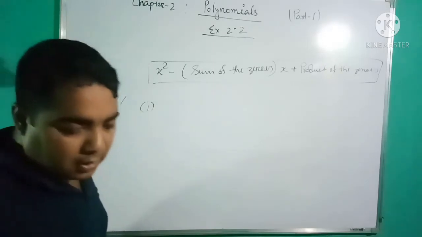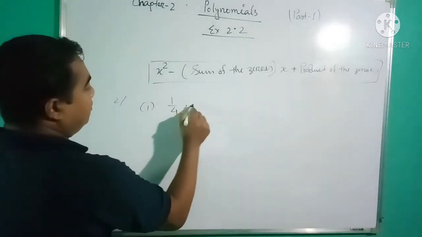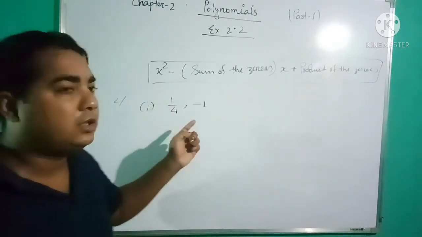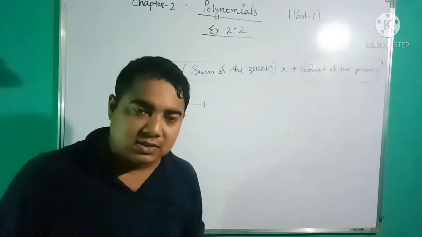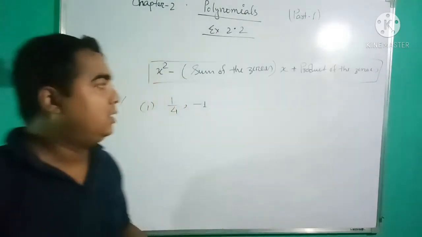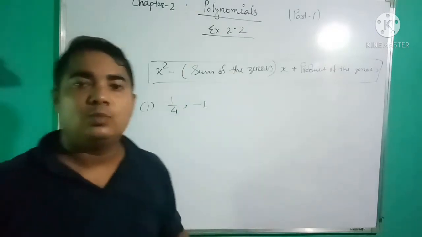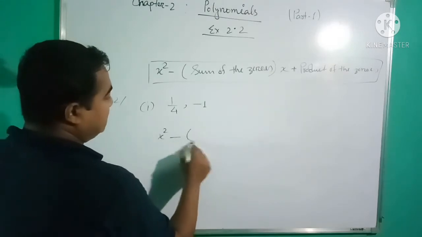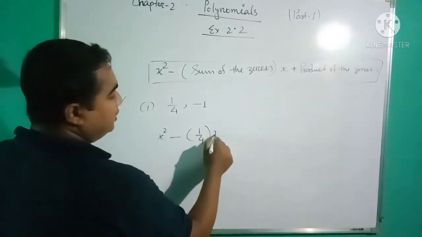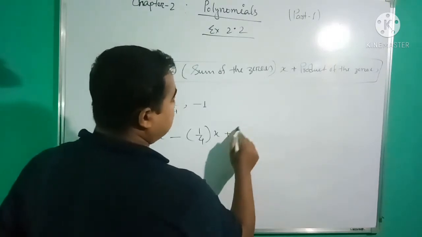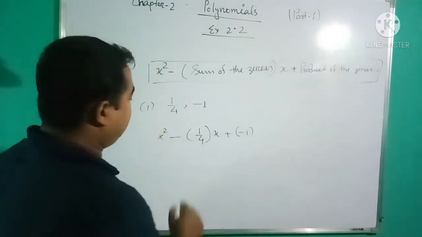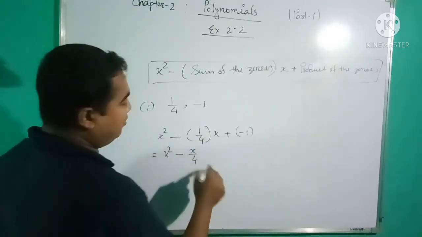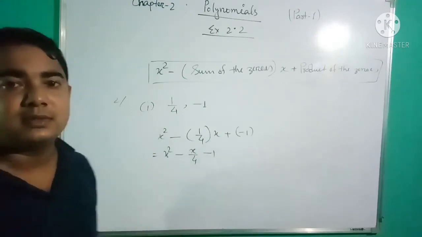Now question number 2, 1. Question number 2, 1 is 1 by 4 and minus 1. That means the sum of the zeros is 1 by 4 and the product of the zeros is minus 1. The question is to form a quadratic polynomial. Now plug these values into the given formula. Then x square minus sum of the zeros, the value is 1 by 4, into x plus product of the zeros, the value is minus 1. Then the answer is x square minus x by 4 minus 1. This is your answer.